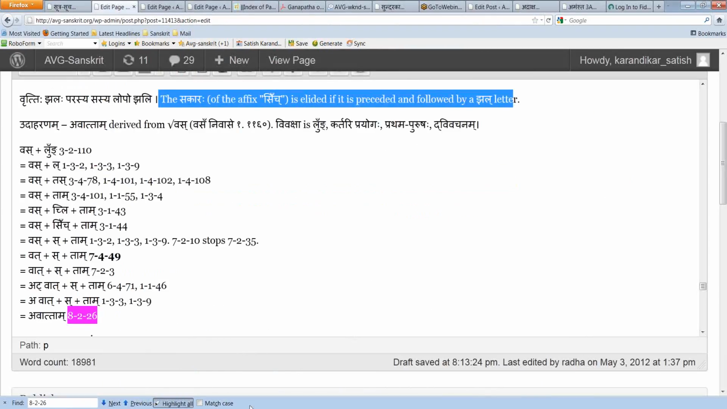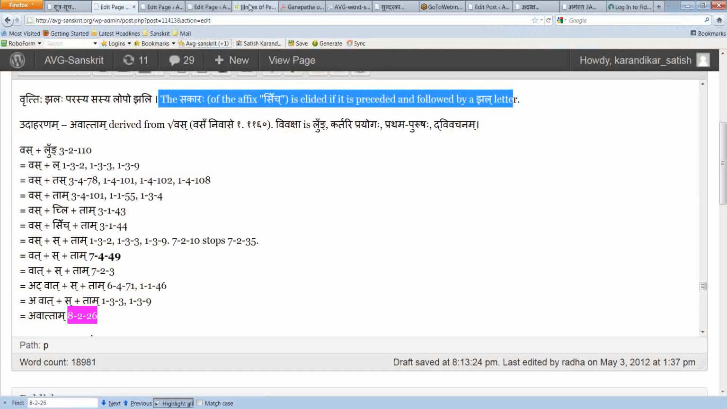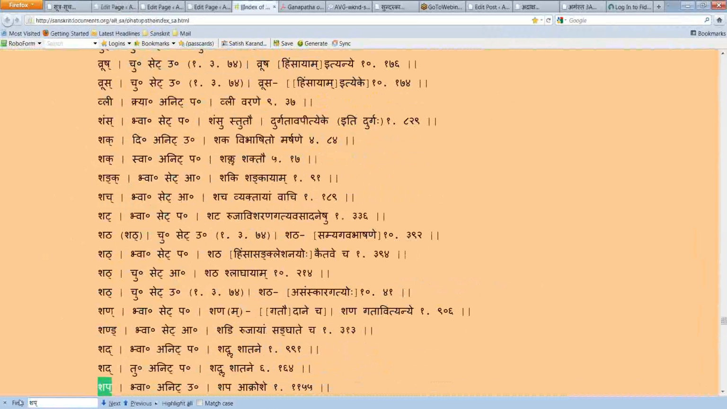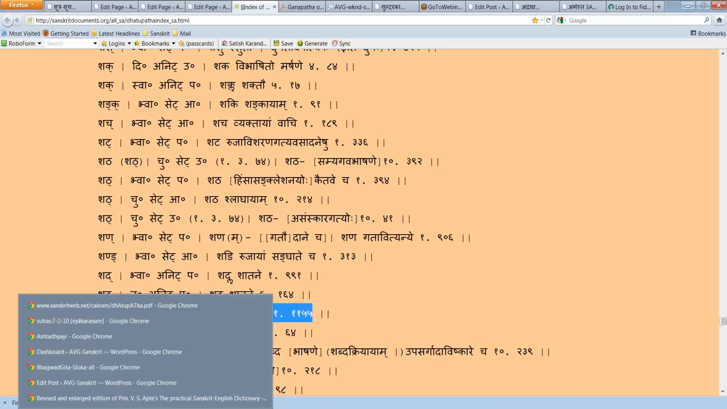So here what happens is that when we do the usual steps, the dhatu is shap, and let's look at this dhatu shap. Let's see what kind of svara it has. Okay, it's shapa akroshe. Shapa akroshe is dhatu patha 1155, 1155 in the dhatu patha. So let us go there.